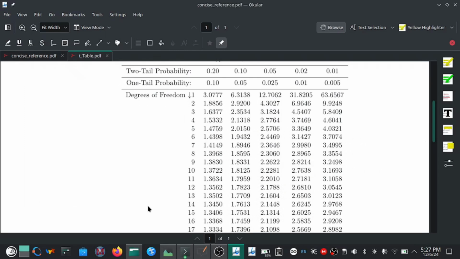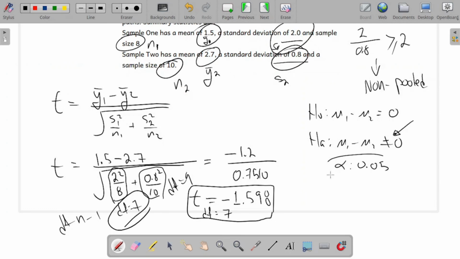Now, here's row 7, right there. And our test statistic lies between these two numbers, so if we go to the top of the table, we find that the p-value then is less than 0.20 and greater than 0.10. And if you recall, our level of significance is at 5%. So our p-value is larger than alpha.